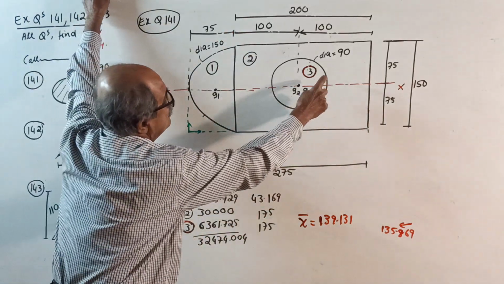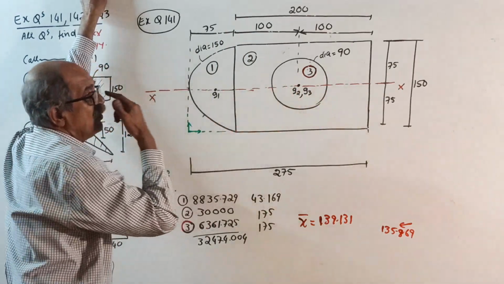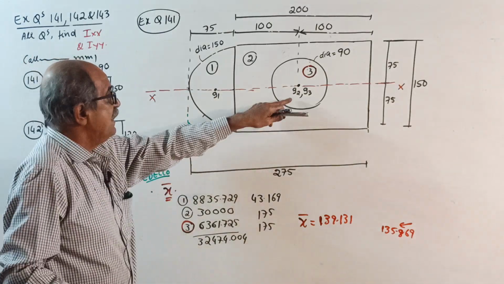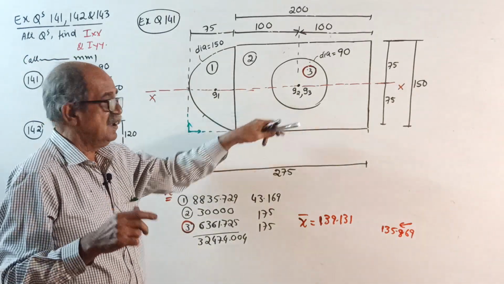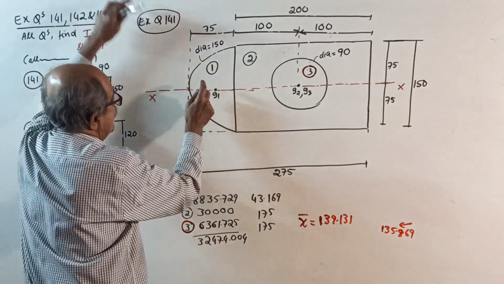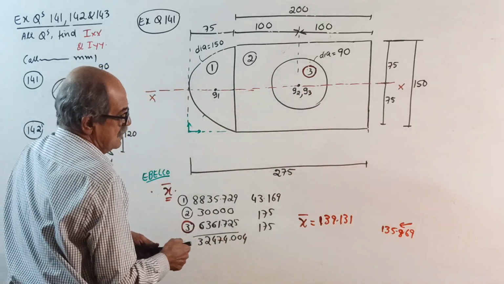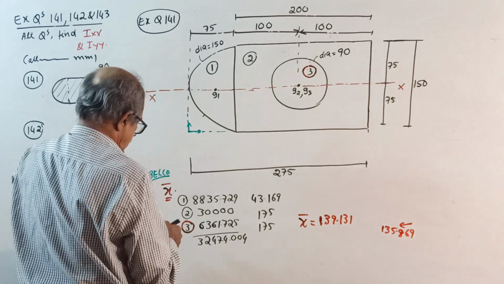1, 2, 3. See, this is common, centroid for rectangle and also centroid for that cutout circle. See, I rounded it in red color here. With x1, x2 and x3, you get x bar. How much? 139.131.